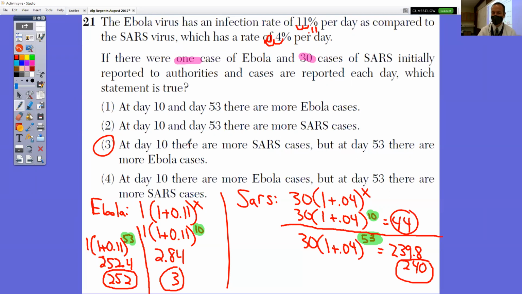So they want to know which statement is true. Well, the true statement is choice number 3. At day 10, there are more SARS cases. Day 10, 44 versus 3, so that's true. But at day 53, there's more Ebola cases, 252 compared to 240. That one's a hard one.